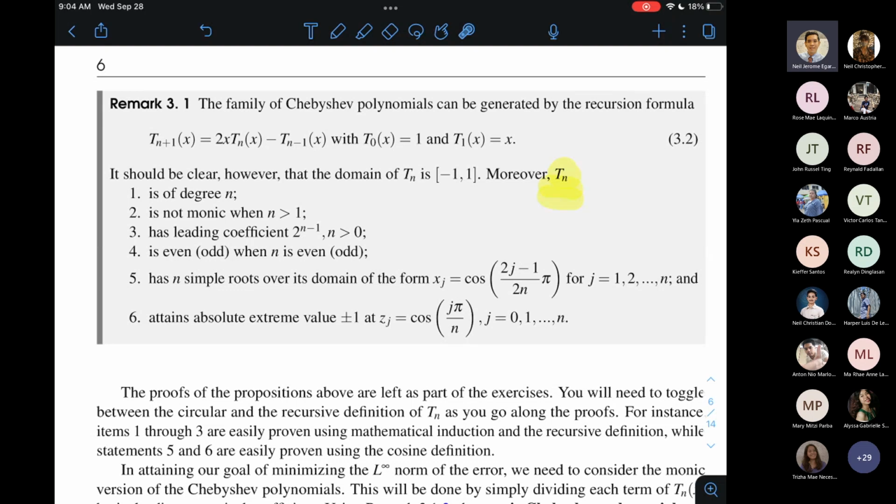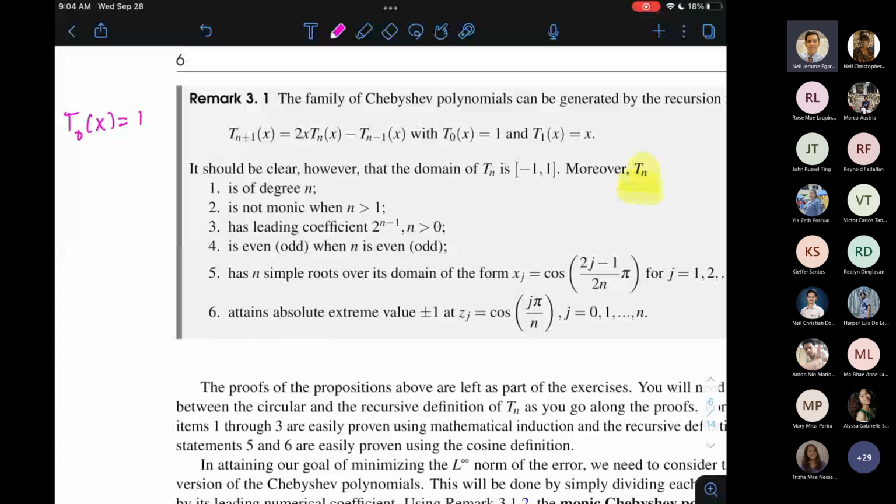So tingnan natin, first few examples. So si T0 ay equal kay 1. Yeah, well, it's a monic polynomial of degree 0 kasi ang coefficient ni x to the 0 ay 1. Si T1 ay equal kay x, it's still monic. Kasi ang coefficient ni x to the 1 ay equal kay 1. Pero si T2, hindi na siya monic kasi ito ay 2x squared minus 1. Ang leading coefficient ni x squared ay 2. So, hindi na monic. Alright? So, yun yung pagiging monic ng isang polynomial. Well, and it's easy to prove that T sub n will not be monic when n is greater than 1.